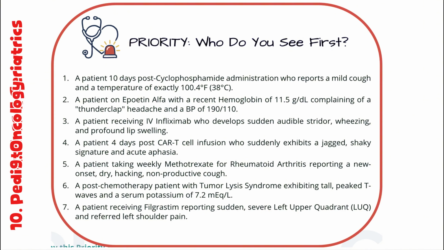Here is the breakdown for the rest of the critical traps on your screen. A patient on filgrastim with sudden, severe left upper quadrant and referred left shoulder pain. That is acute splenic rupture, a life-threatening internal hemorrhage. A patient 4 days post-CAR-T infusion with a jagged, shaky signature and acute aphasia, that is impending ICANS.